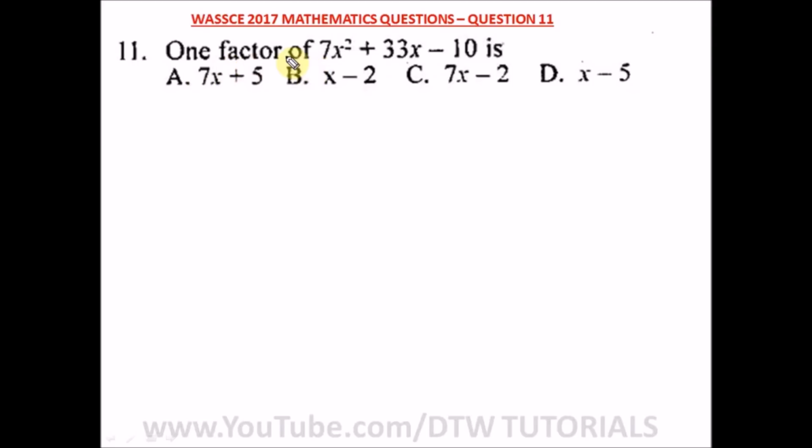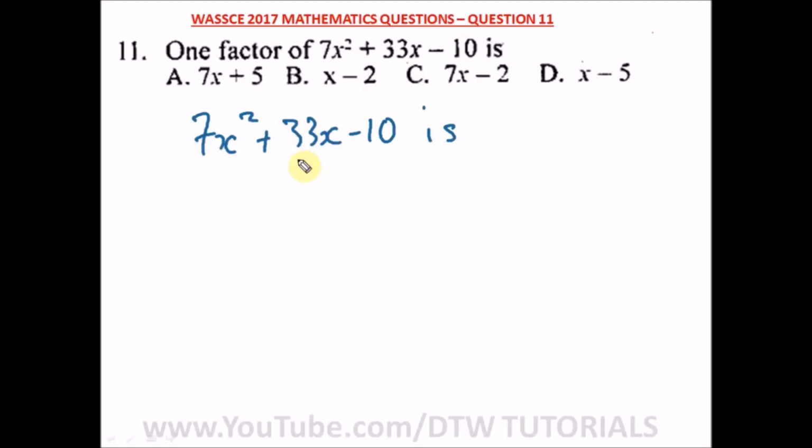All right, question 11 of our WASSCE 2017 mathematics past question, that's WAEC 2017. It says one factor of 7x squared plus 33x minus 10 is. So we're told to look for one of the factors of this quadratic equation. From here, remember factorization.